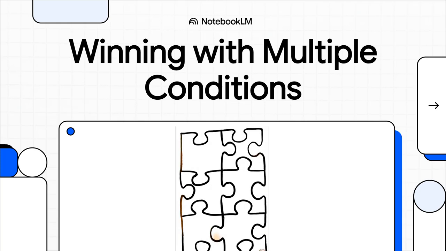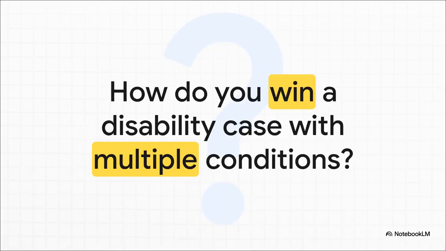Welcome to The Explainer. So you're applying for Social Security disability, and you know just how overwhelming the whole process can be. But what happens when you're not just juggling one health issue, but a bunch of them? Well, today we're going to break down how to build a winning application by showing how all those different conditions connect. If you've got several health problems going on, you have absolutely asked yourself this question.